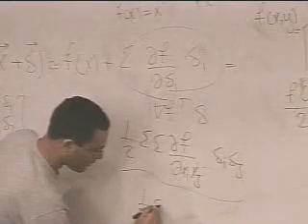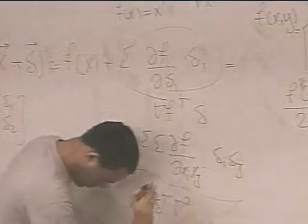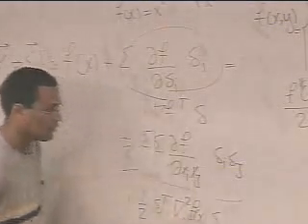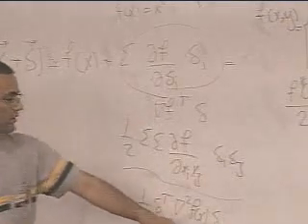Half of delta transpose, times the Hessian, times delta. So where is the second order term? It's delta, delta, and this is the second order.